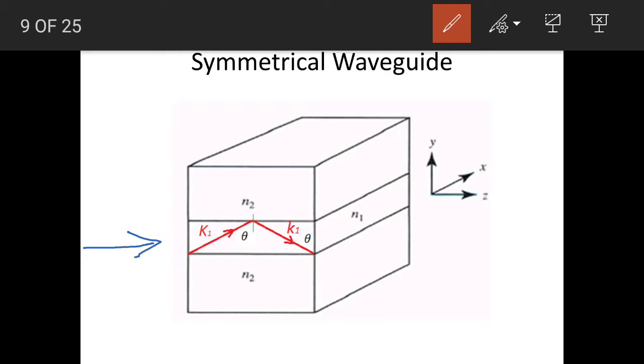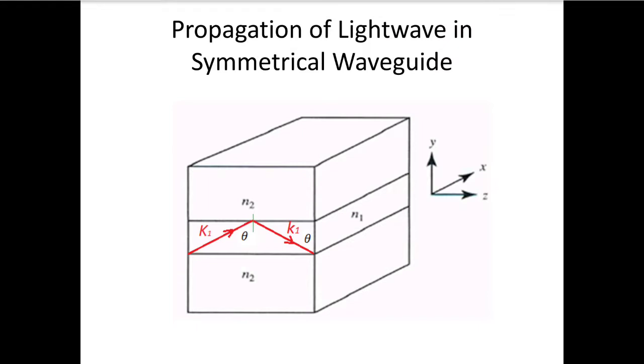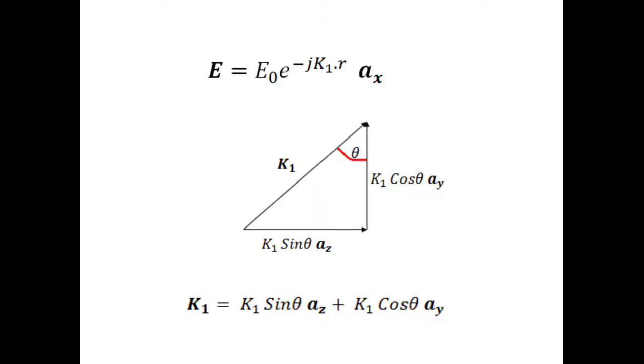The ray takes place in the central layer. So there are two rays. We will consider the ray which is moving in the upward direction, and then we will consider the ray which is moving in the downward direction. Anyhow, we assume that the central layer of this symmetrical slab waveguide is a lossless medium.